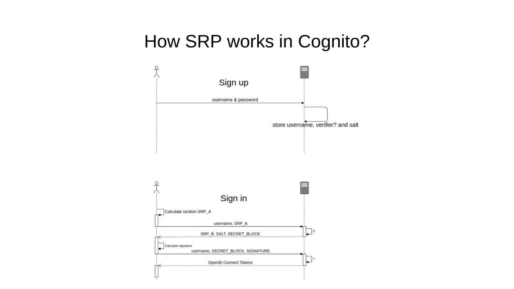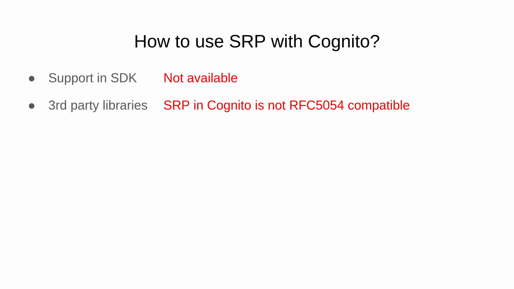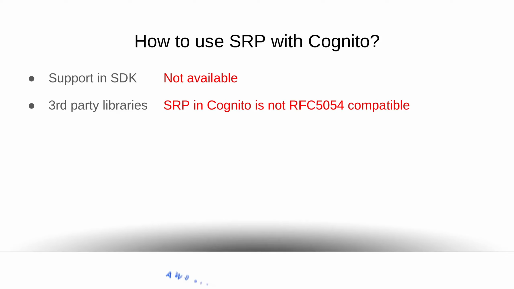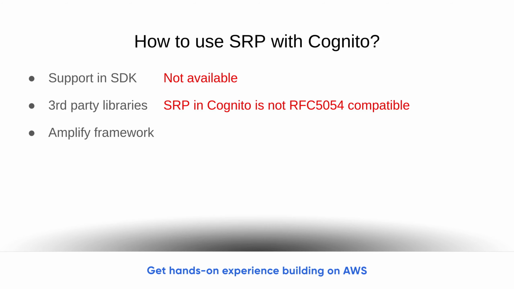Cognito then compares the signature. Most likely it calculated exactly the same signature. It compares them, and if they are the same, then it returns us the OpenID Connect tokens. But as you can see, this is not how the standard protocol works. Okay, so now we know that we cannot really rely on the SDK. We cannot rely on third-party libraries because this is not the standard SRP. So what can we actually do?